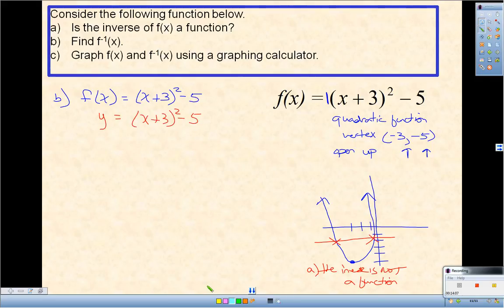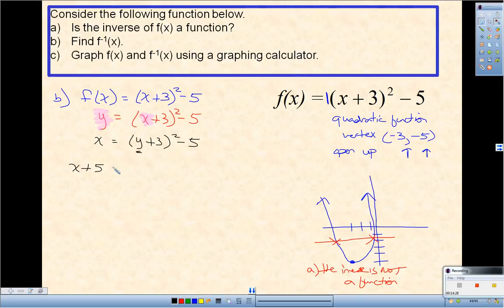The next thing I'm going to do is swap the y and the x around, because remember, that's what you do with inverses. You swap the order of the x and y. So my y is going to become the x, and the x is going to become the y. Once I do that, now I'm going to solve for y. So to solve for y, I'm going to add 5 to both sides.